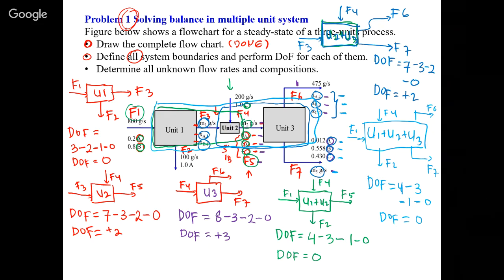So basically, from this multiple unit system, we have 1, 2, 3, 4, 5, 6 system boundaries including the overall system boundary. Now we can move on to the next part, which is the calculation. And now it is very simple. We start calculating from a system boundary having degree of freedom equal to 0, which is number 1, number 4, or number 6.